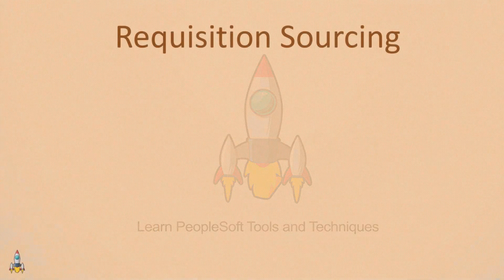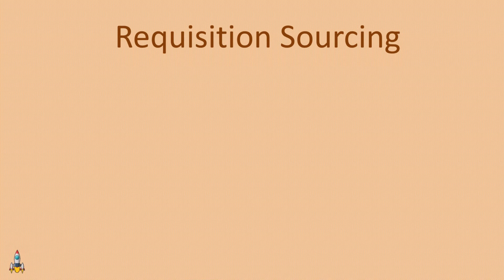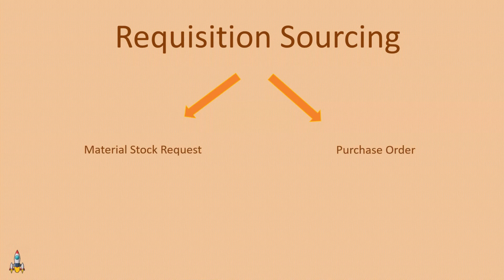In PeopleSoft system, a requisition can be sourced into one of two documents. It can be sourced into a material stock request, also called MSR, or it can be sourced into a purchase order, which is also called PO.